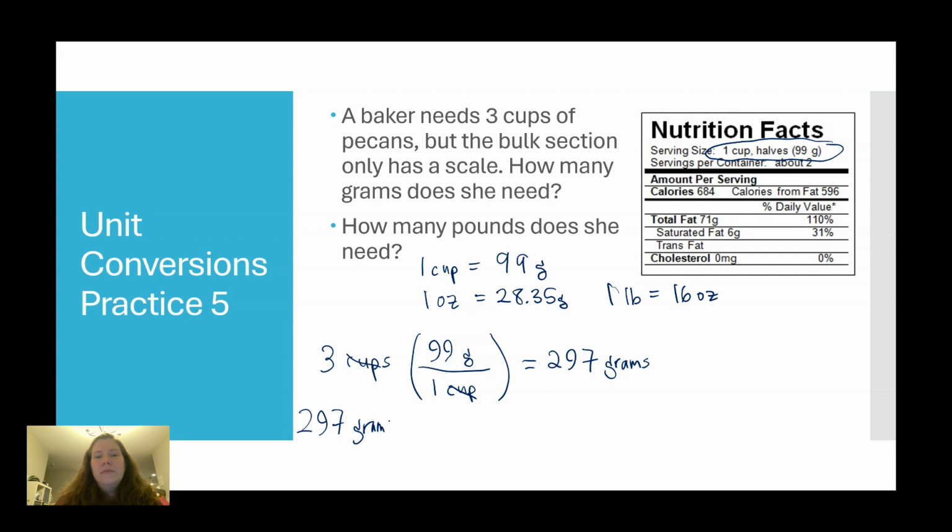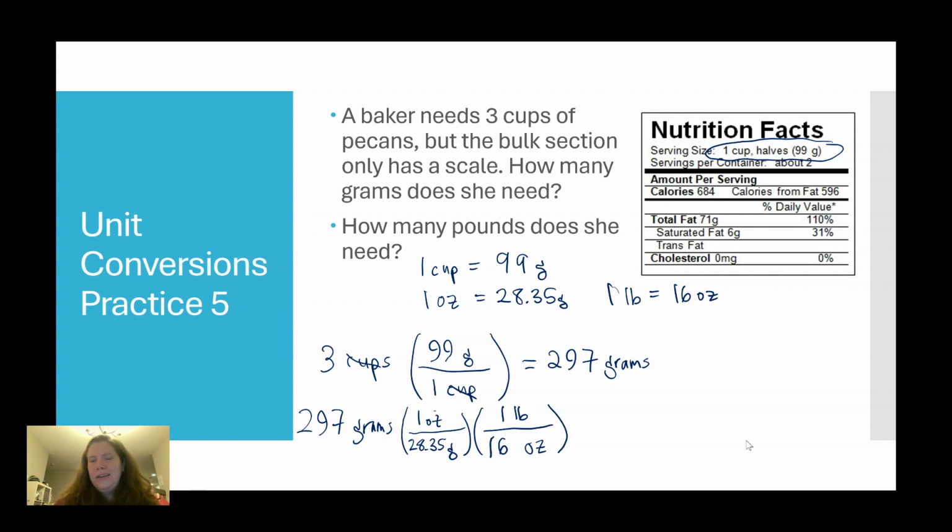297 grams. Now we're going to take grams to ounces. You can fit way more grams than ounces because grams are just smaller, so we can pack more of them in. So we're dividing by 28.35. And then to go from ounces to pounds, since I had ounces on the top here, I want to make sure I have ounces on the bottom down here. Dividing by 16 ounces gets us to our 1 pound.